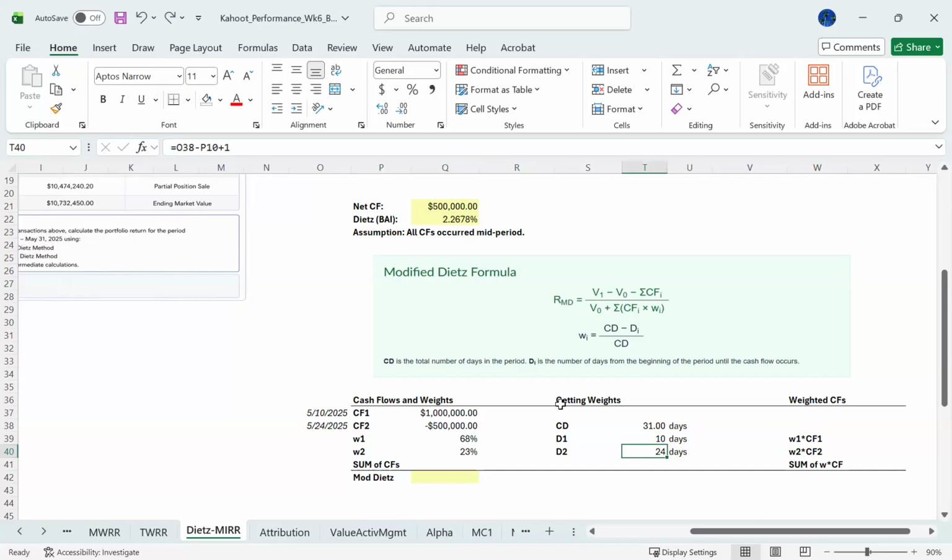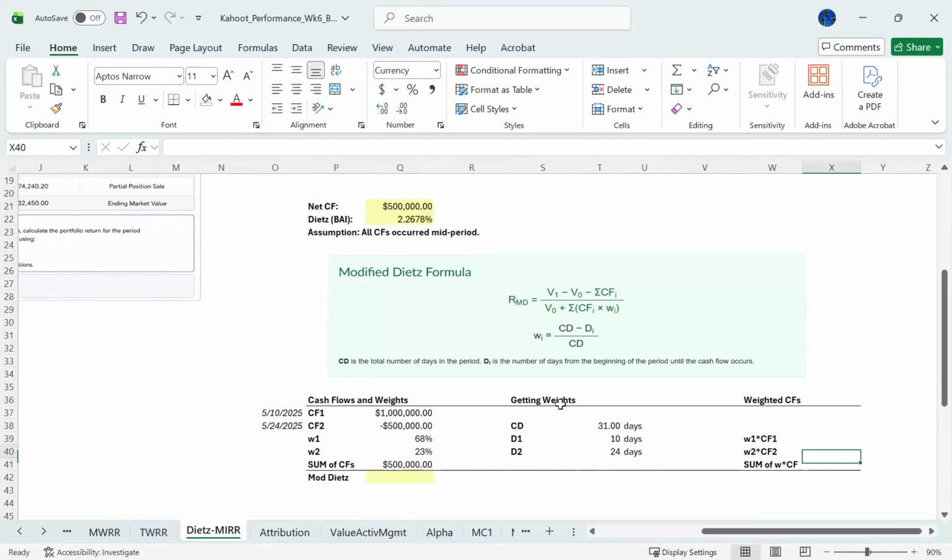So now the modified Dietz, once we have this, what we are going to do is add the cash flows for completeness, so that's 500K, but most importantly, we're going to weight each cash flow by how long they were in the fund. So it's the weight of cash flow 1 times cash flow 1, plus the weight of cash flow 2 times cash flow 2. And now we sum the weighted cash flows.